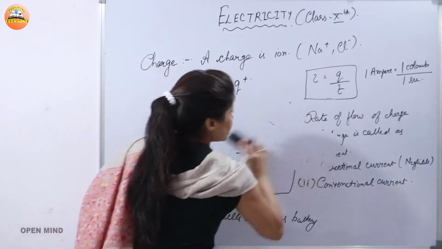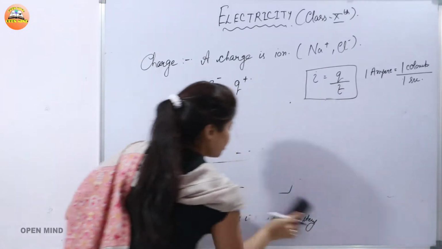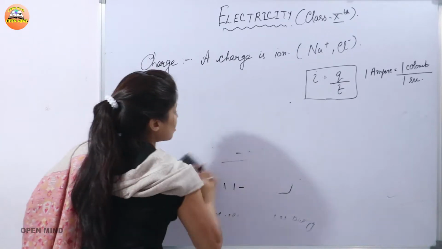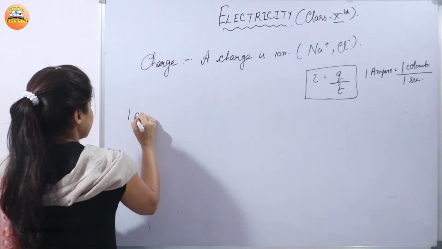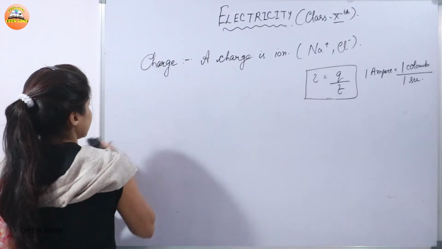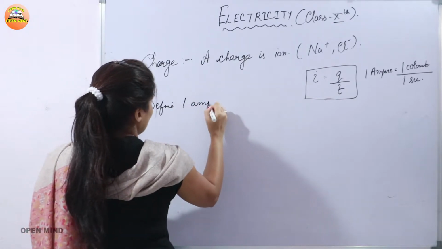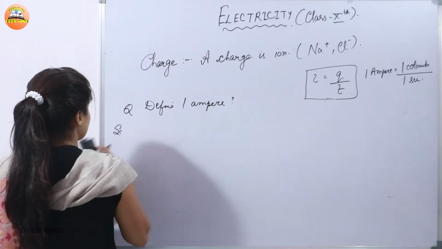Okay, so I'll just write down the definition so that the small definitions will help you out to solve your questions very clearly and to clear the concept of the electricity. Okay, so if someone says you define 1 ampere, suppose there is a question comes, define 1 ampere. Okay, so this is the question. So what will be the answer to this question?